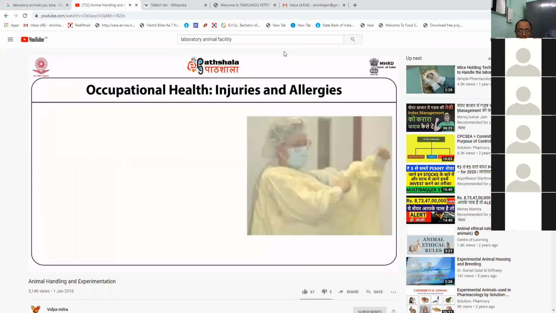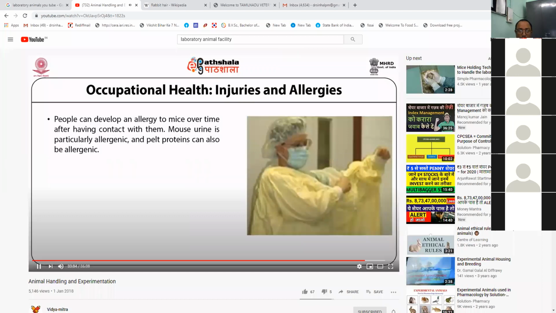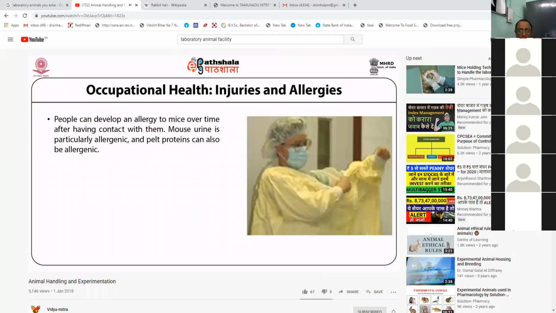From the previous slides, you have seen some of the procedures, how blood collections are done, and how to handle the animals. But there are some occupational health injuries and allergies, which commonly happen when you don't wear proper protective equipment, proper dressings, before entering the animal facility or handling the animals.